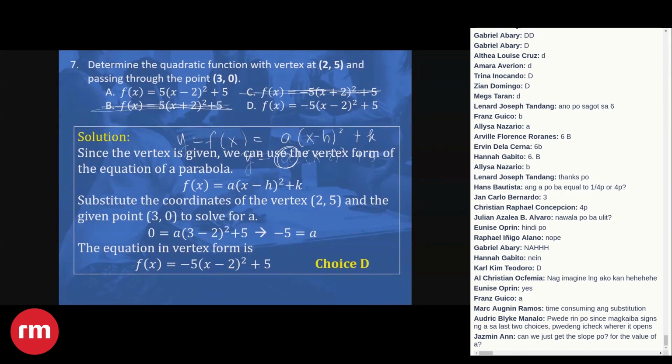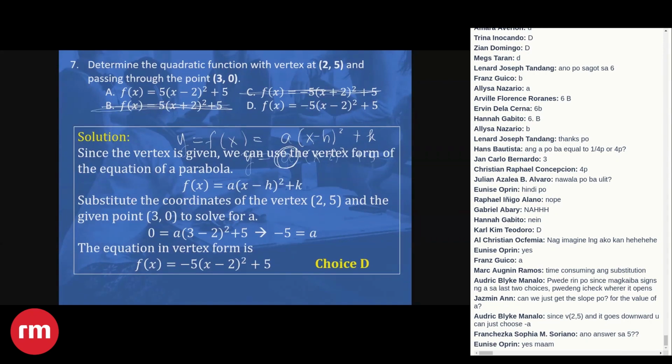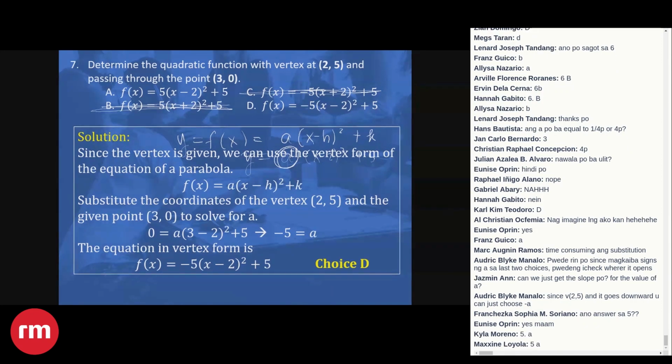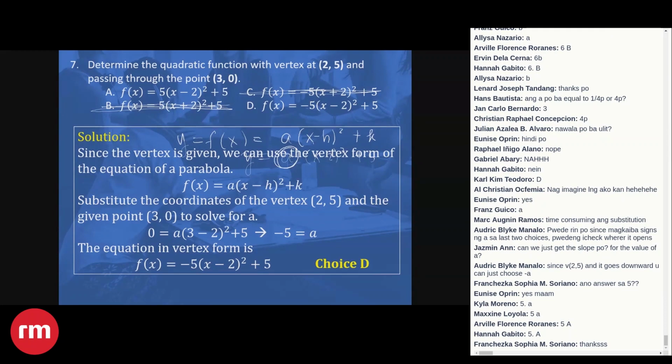Okay, so you can check where it opens. I don't know if that is too helpful. I think it will just confuse you more. The slope. Since the vertex is 2, 5 and it goes downward, you can just choose a to be negative 5.